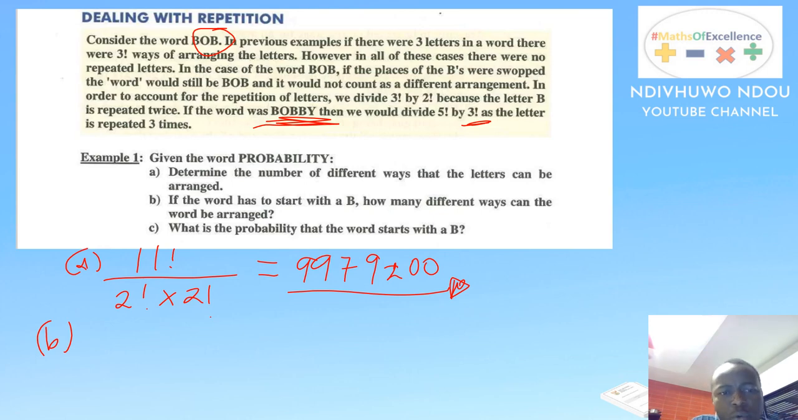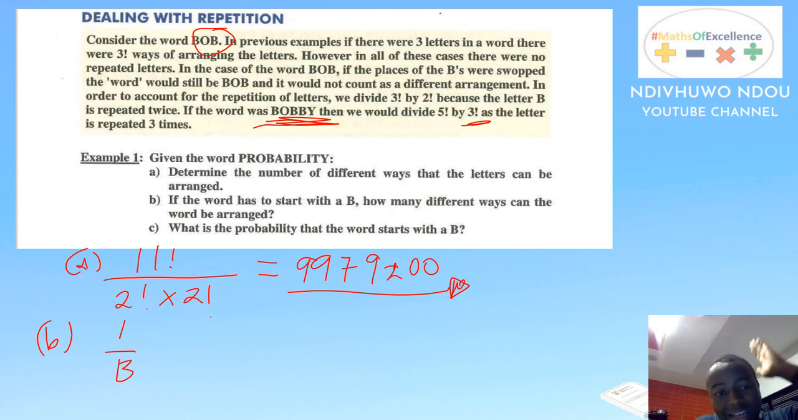B. If the word has to start with B, how many different ways can the word be arranged? Now you are told that your word has to start with B. So in the first position it must be B, and how many choices do you have? It's only one way. So one B has been taken out, it's fixed, because we are starting with it.